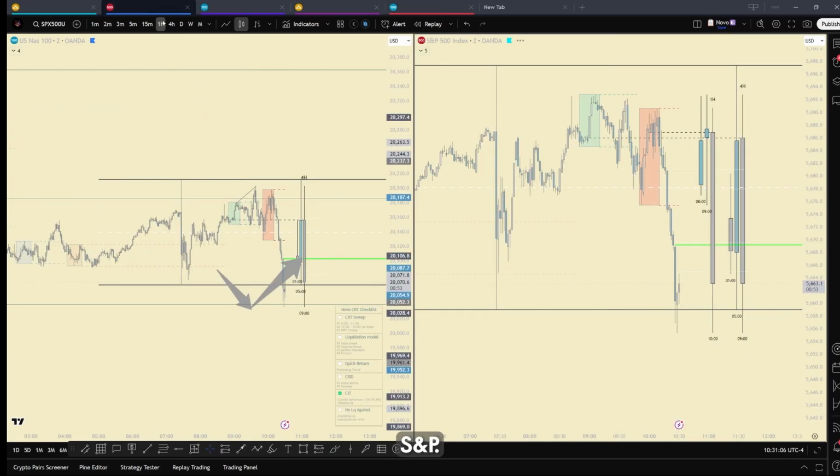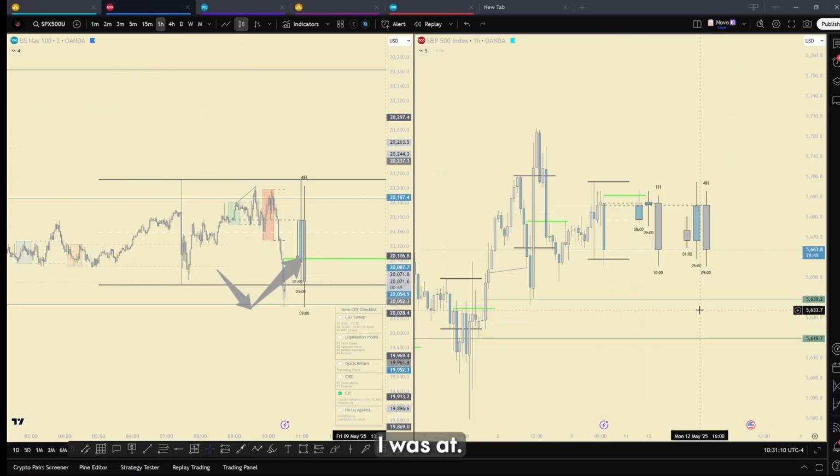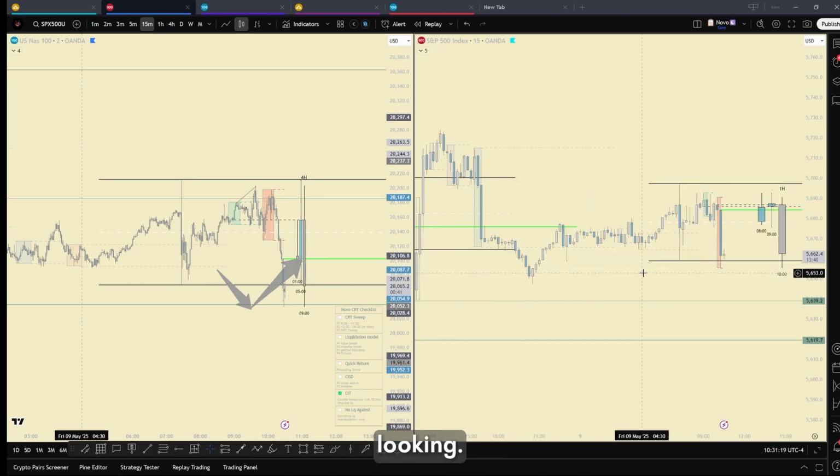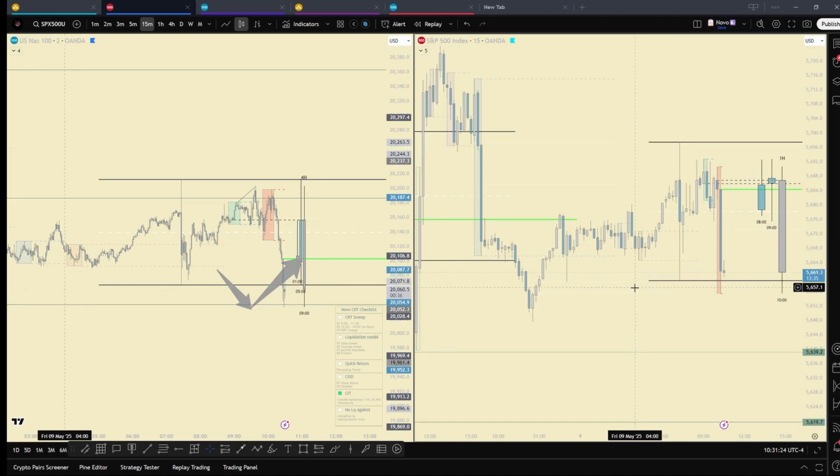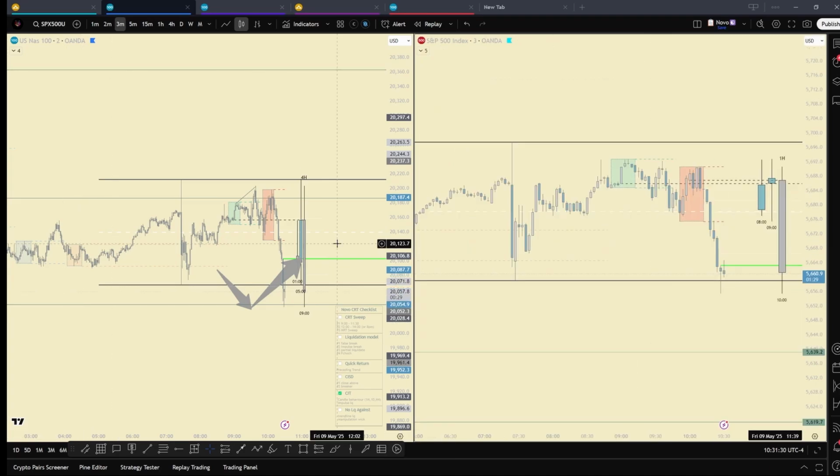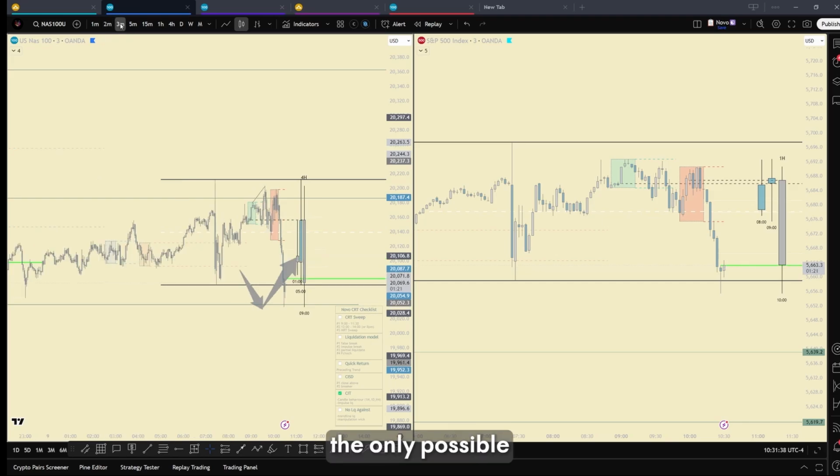S&P. Where's this at? Pretty much the same zone for both there. The rest of it is pretty fresh. So I think I'm gonna give price a few more minutes to play up and down. It's 10:30 right now.